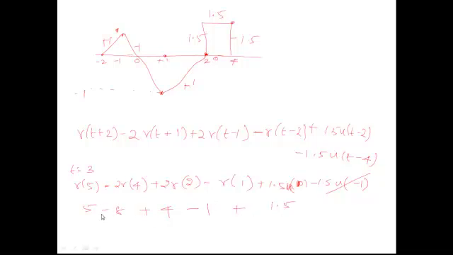When you add 5 minus 8 plus 4 minus 1 plus 1.5, you get the answer 1.5. So you can see from this diagram, at the time t is equal to 3, the amplitude is 1.5. You can validate this for any time. It's up to you to validate and check the answer. Now I will give you one more example.